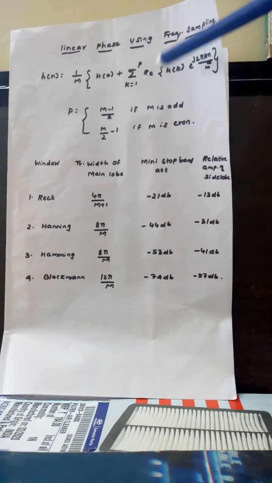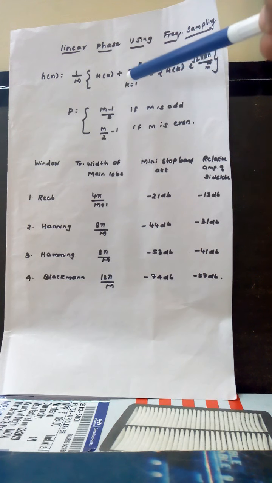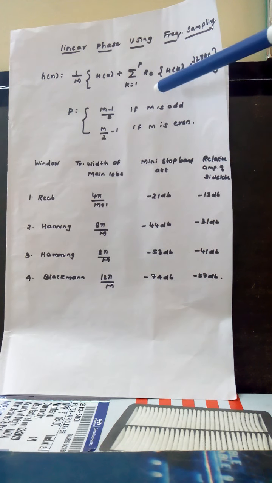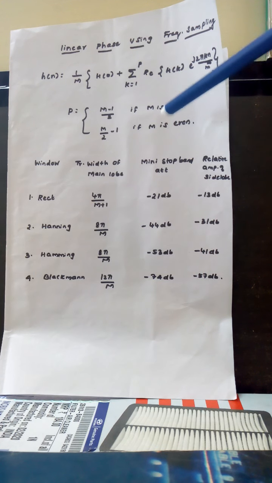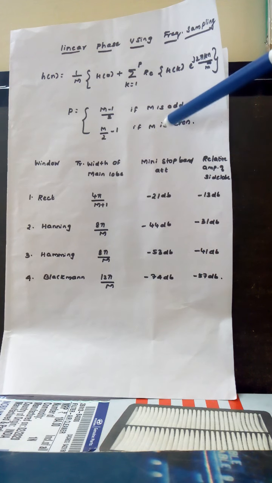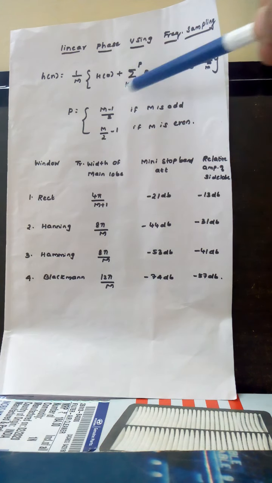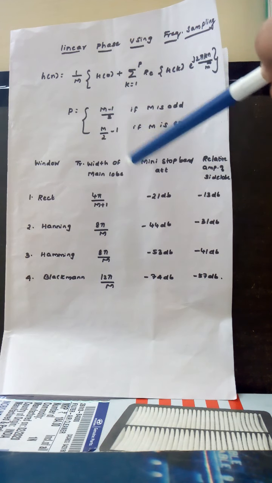So directly here I have written the equation, that is h(n) = 1/M [H(0) + sum from k = 1 to P of 2 Re(H(k) e^(j 2 pi k n / M))]. And if you want to find P, that depends upon whether M is odd or even. If M is odd, the P value is (M minus 1) by 2, and if M is even, the P value is M by 2 minus 1. Here M is nothing but the order or length of the filter.